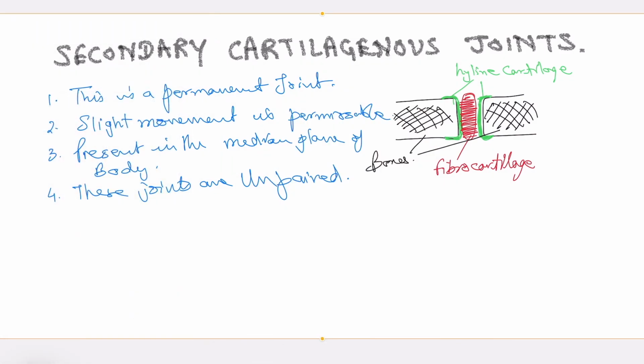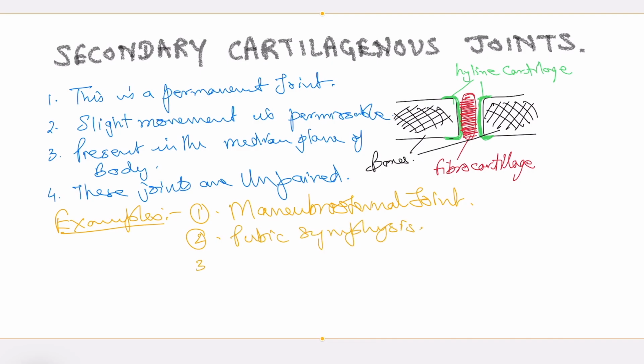Now what is more important for you is the examples. One, as it's in the question, mandibulosternal joint, then pubic symphysis, then intervertebral joint. But the answer is not complete. Between two successive vertebrae, there are three joints. So just writing intervertebral joint is not a complete answer.